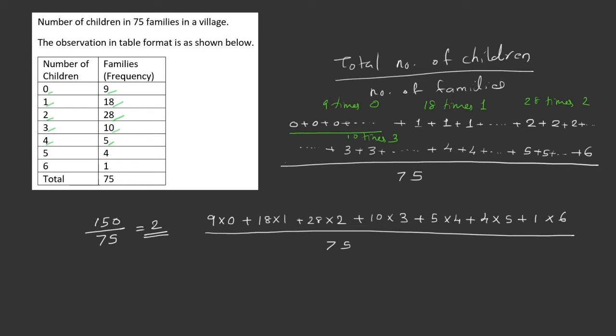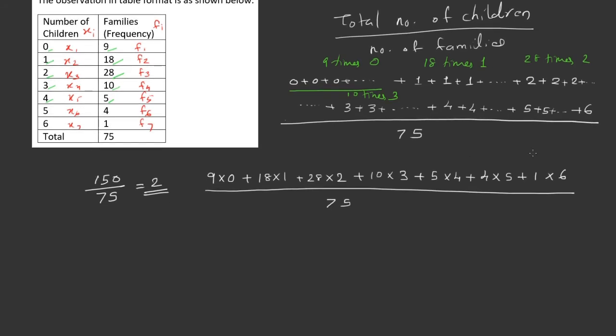Let us find a formula for it. Let me denote this data as xi, therefore it is x1, x2, x3, x4, x5, x6, x7, and this as fi, that is frequencies. So it can be written as f1, f2, f3, f4, like that. Then I can write 9 into 0 is f1 x1, 18 into 1 is f2 x2, like that.